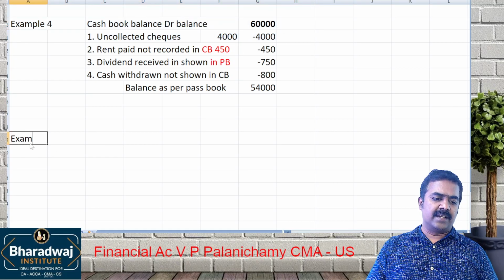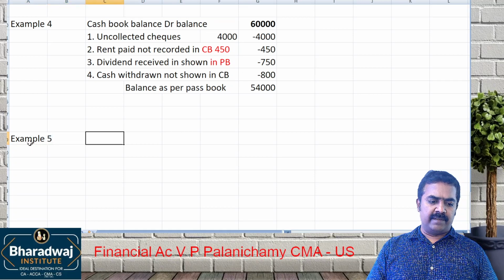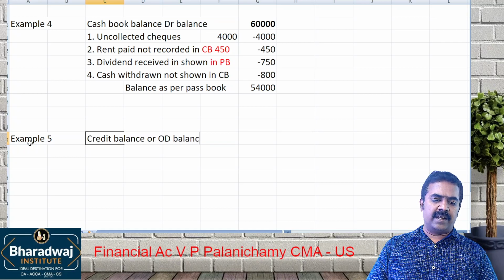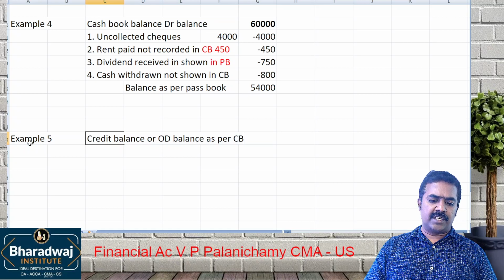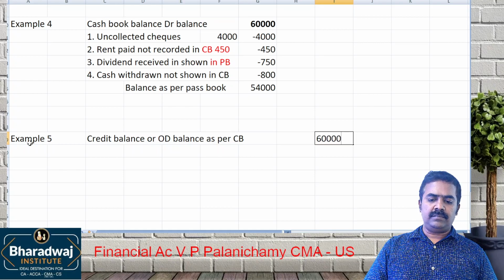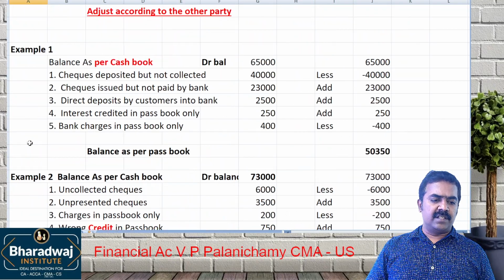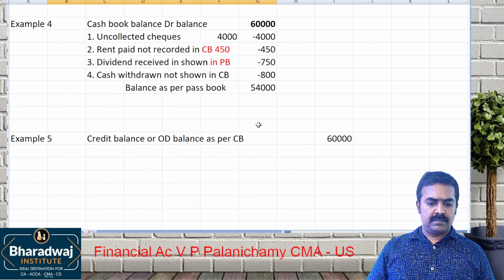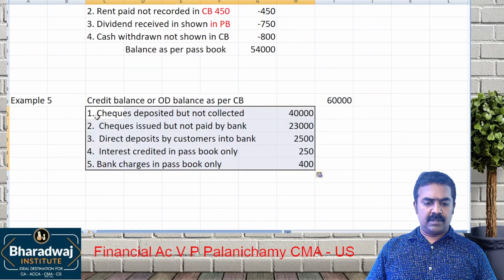Now we have started with normal balances. We'll go with OD balance. Example number 5. They can give you credit balance or OD balance. Or which balance? OD balance as per cash book, 60,000. Okay. And they have given these adjustments. Now what will you do?